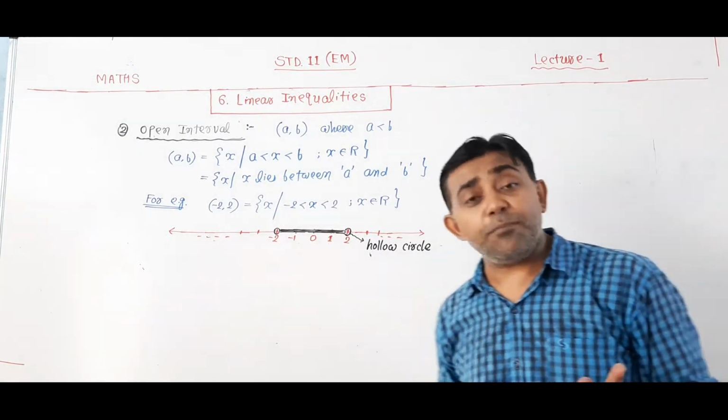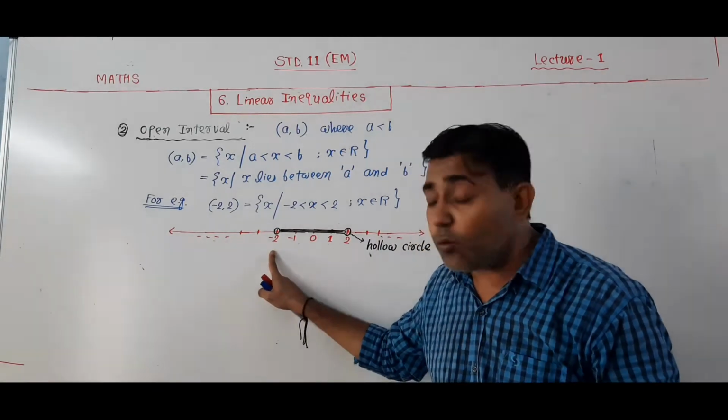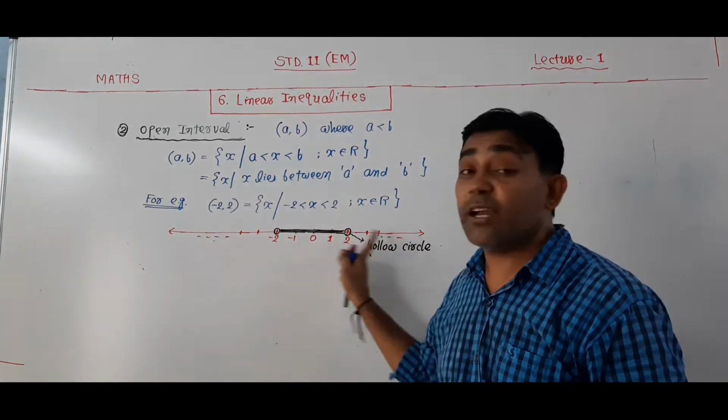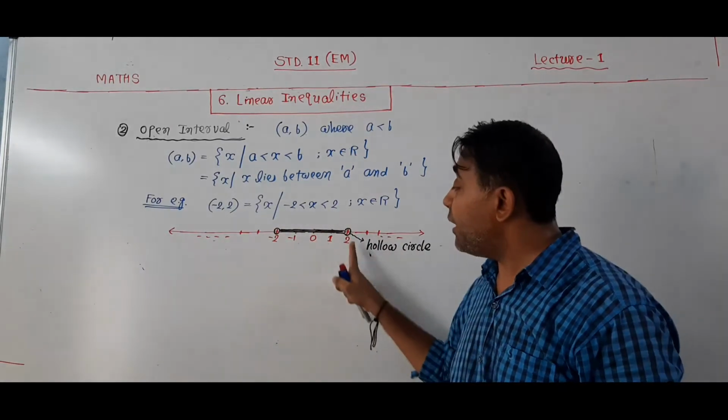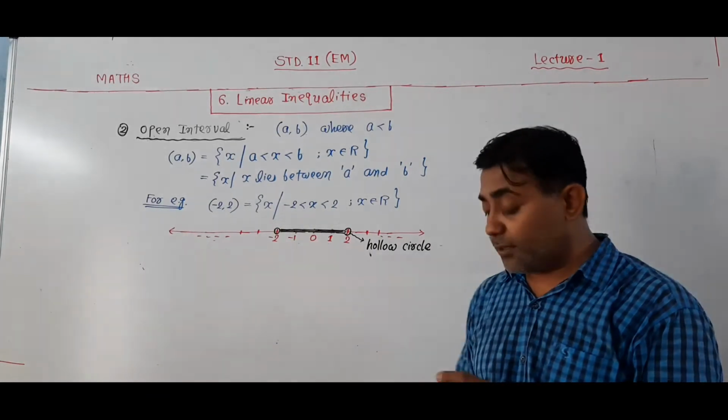So what is the difference between closed and open? Closed interval means minus 2 is included, plus 2 is also included. But open interval means both side values, the starting value and the ending value, are not included. Okay, so this is the difference.